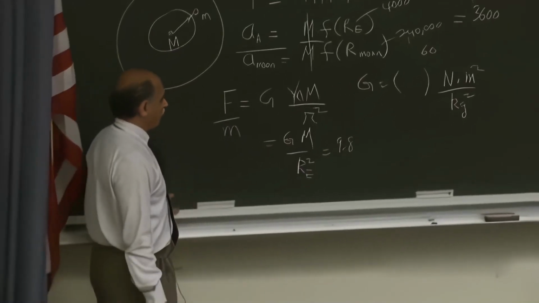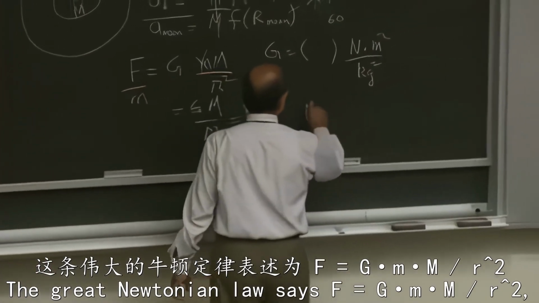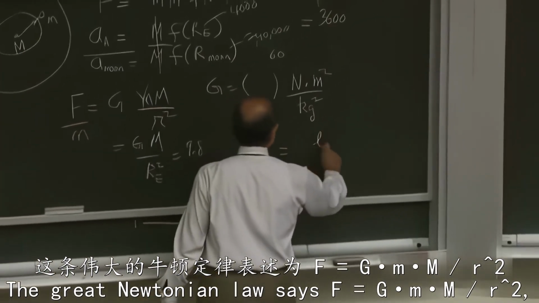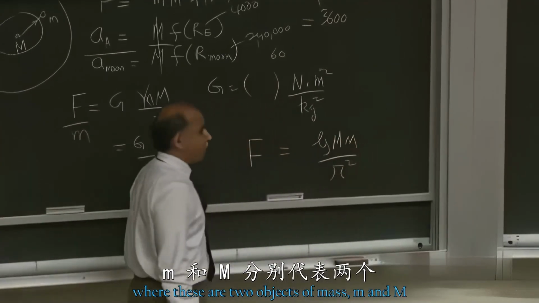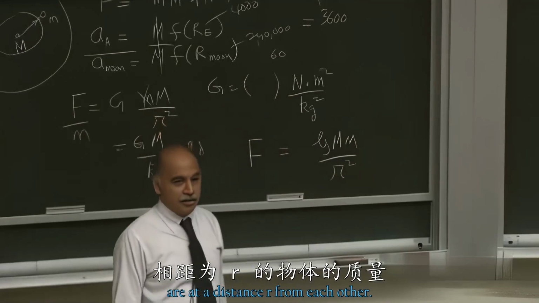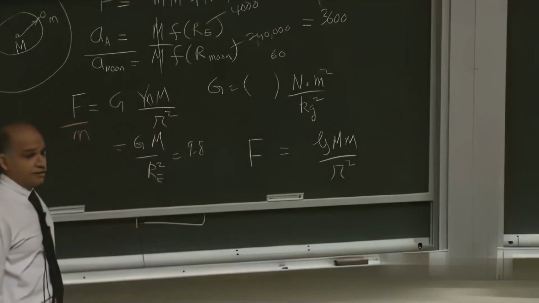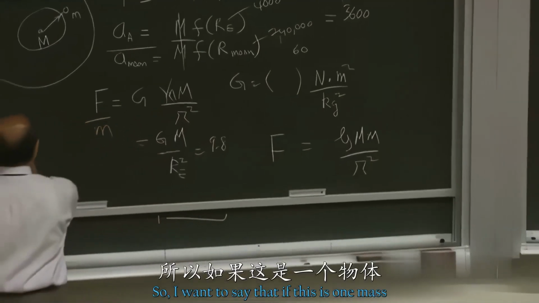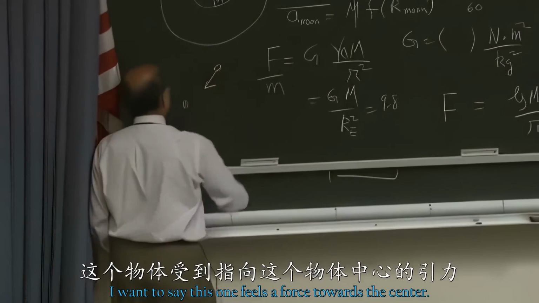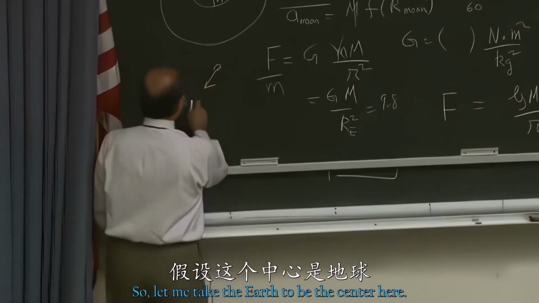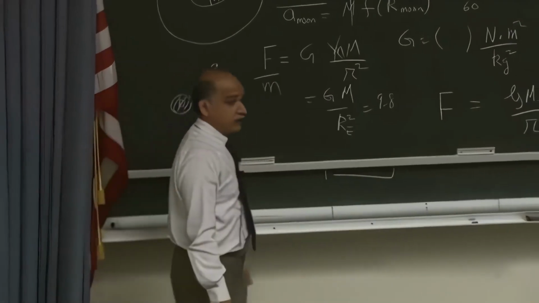I'm almost ready to write down now the great Newtonian law. The great Newtonian law says F is equal to G m M over r squared, where these are two objects of mass little m and big M at a distance r from each other, but it's not yet a vector. This is just a number. So I want to say that if this is one mass, here's the other mass, this one feels a force towards the center. So let me take the earth to be the center here. I want the force on the moon. I want a vector pointing towards the center.